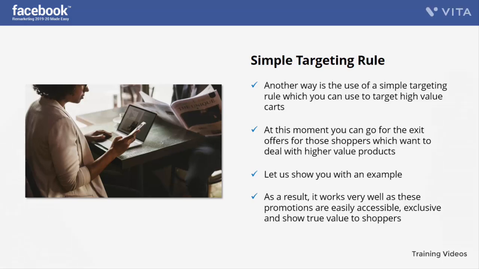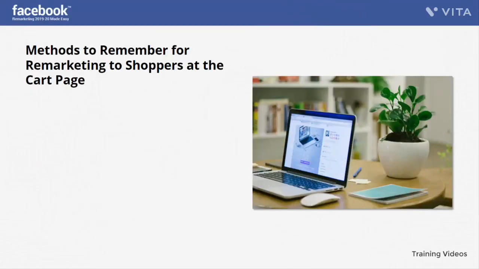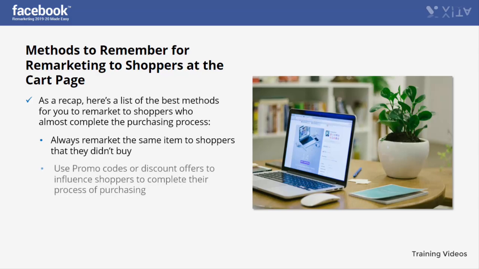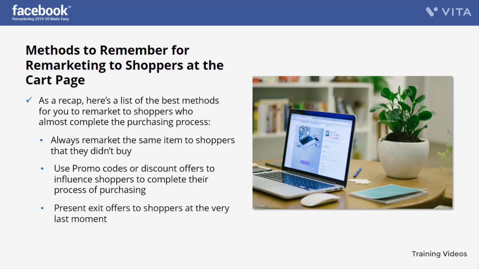true value to shoppers. Methods to remember for remarketing to shoppers at the cart page. As a recap, here's a list of the best methods for you to remarket to shoppers who almost complete the purchasing process. Always remarket the same item to shoppers that they didn't buy. Use promo codes or discount offers to influence shoppers to complete their process of purchasing. Present exit offers to shoppers at the very last moment. Convince shoppers with limited time offers.